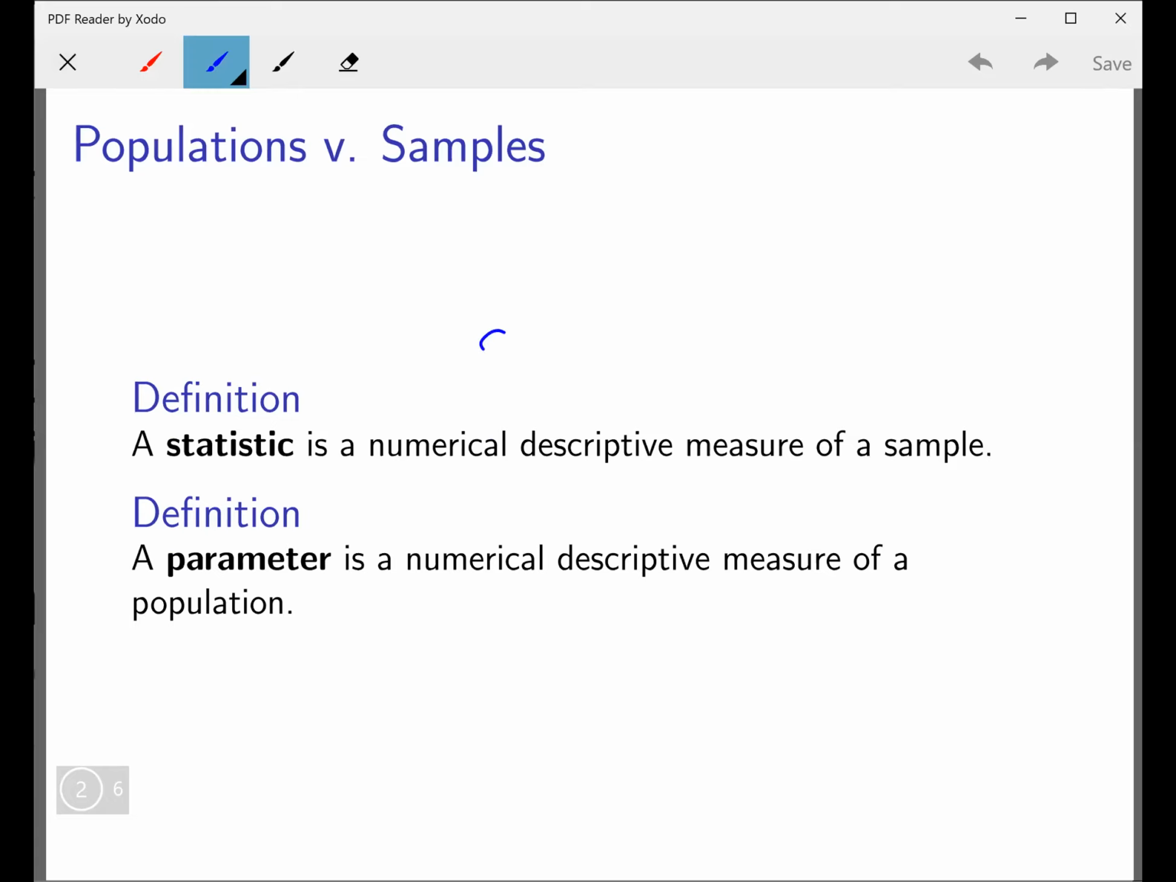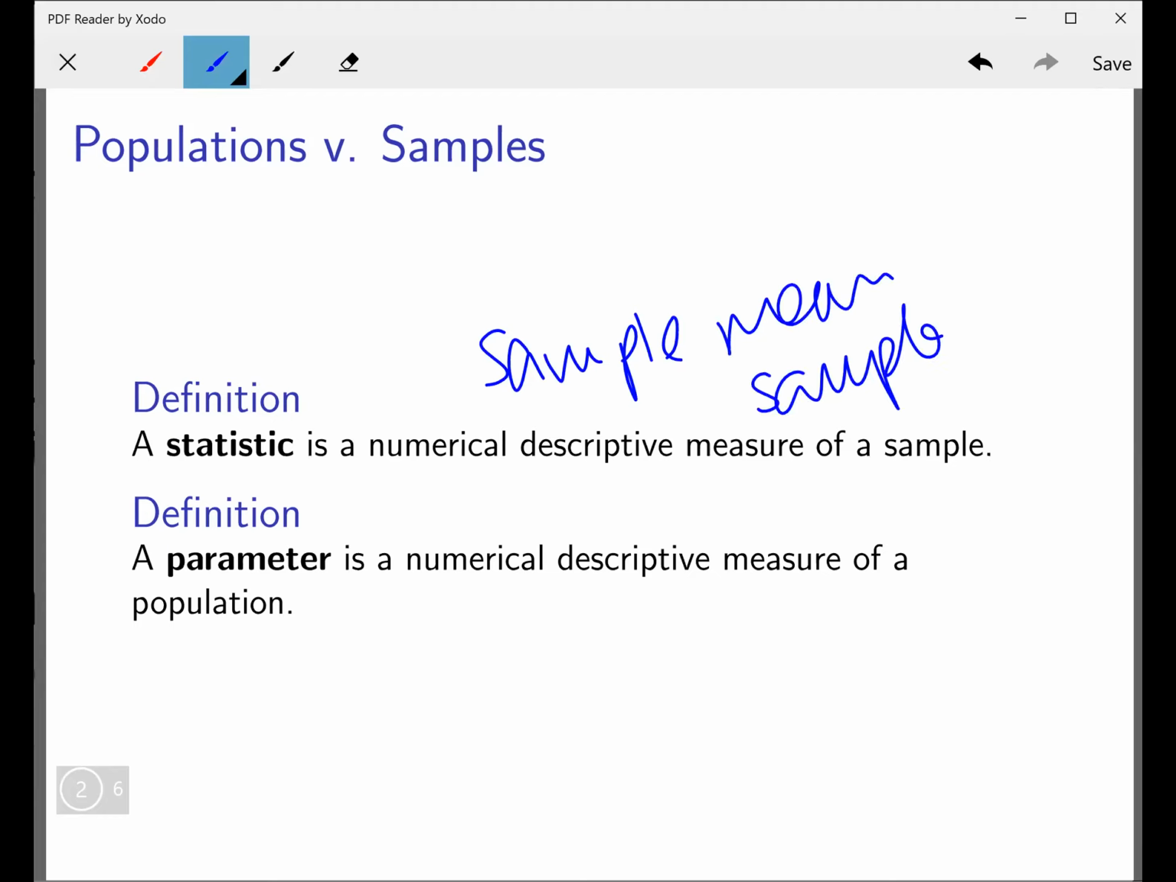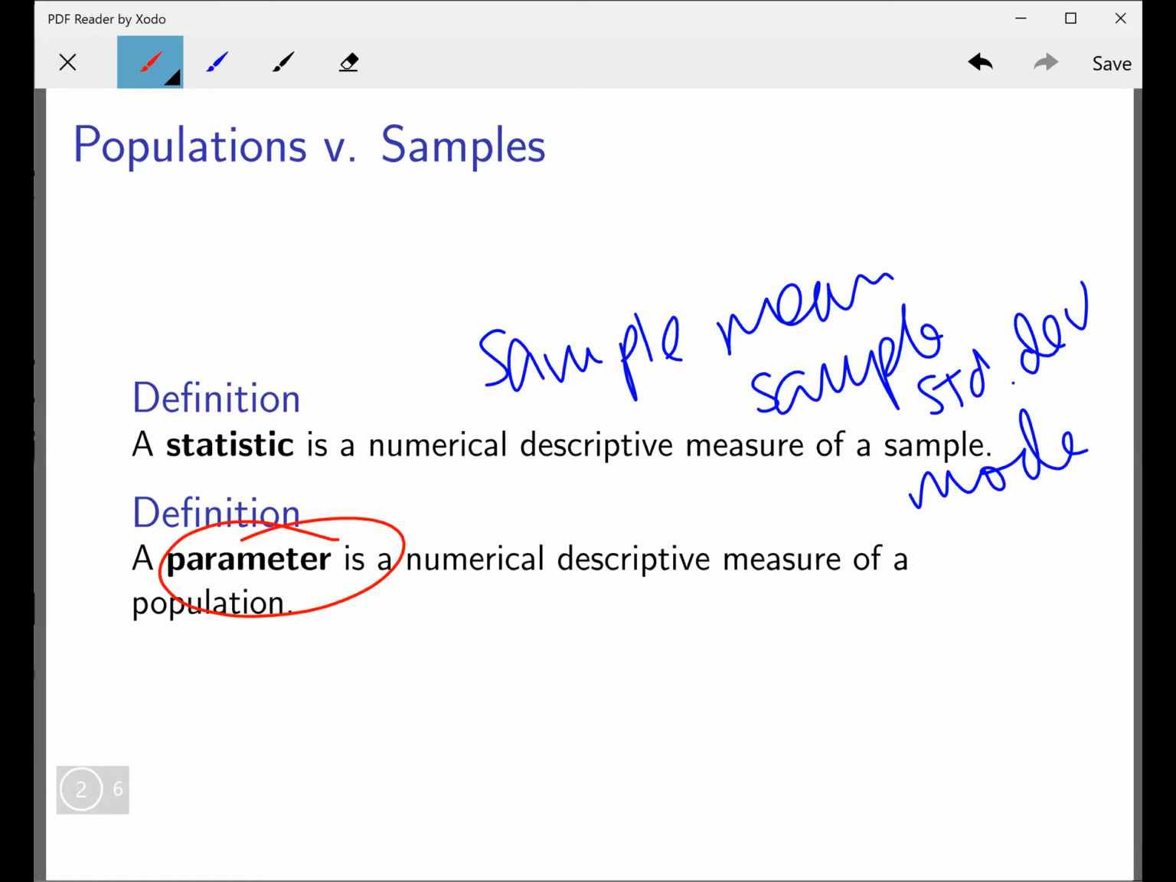Some examples are the sample mean, the sample standard deviation, the mode. These are all examples of sample data, which are called statistics. Well, why do we care about them? We're trying to understand the parameters of a population. You really want to understand, well, what does the population mean? What is the population standard deviation?